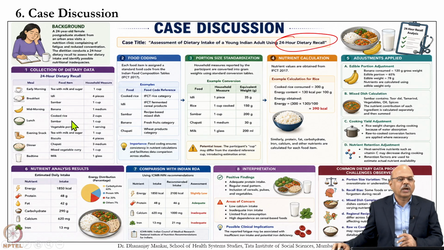Lunch she is taking cooked rice and sambar. And evening snacks is followed with tea, milk and sugar, and biscuits. Dinner she is taking chapati with mixed vegetable curry, and at bedtime she is taking milk.